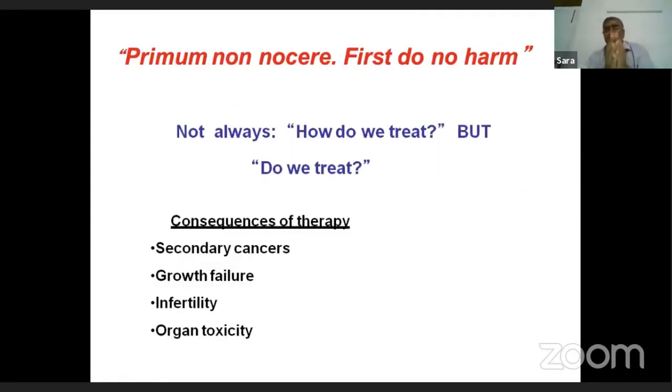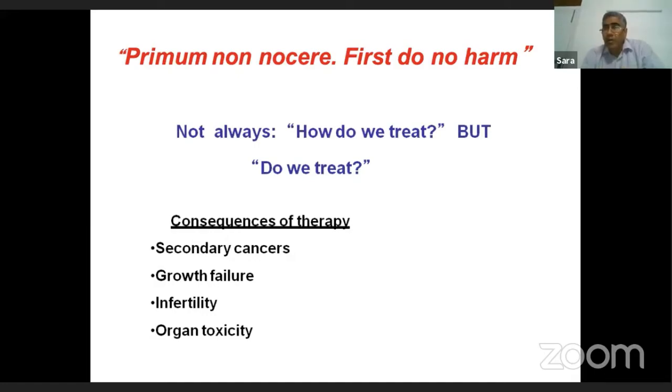So the first message I want to give you is first do no harm. So don't harm these small young children. So 1-year-old, 2-year-old, 3-year-old coming to you with neuroblastoma. If the child can be managed without chemotherapy, that's wonderful. Without radiotherapy, that's fantastic. Because they are growing children. They can have growth failure, they can have infertility, they can have organ toxicity, they can get secondary cancers because of the treatment we offer.